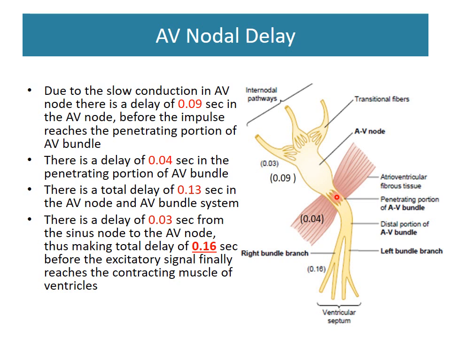We have done earlier that there is a delay of 0.03 second from the sinus node to the AV node. Now add this 0.03 to the 0.13, that makes total delay of 0.16 second, the time that takes the excitatory signal finally to reach the contracting muscles of the ventricles from the sinoatrial node.